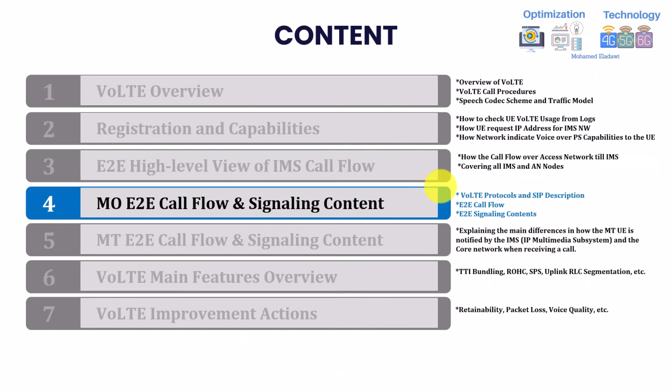Hello everyone. Welcome to the third session of the end-to-end training campaign. In today's video, we are going to cover three main points related to the end-to-end call flow and signaling content. But first we'll recap the VoLTE protocols and the SIP description in general, to have a high-level understanding before digging into the details of the end-to-end signaling. Then we'll end by going through the contents of the end-to-end call flow.